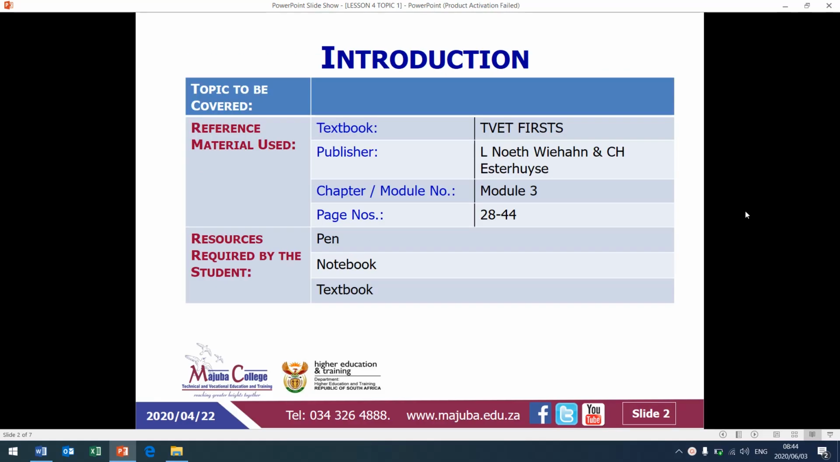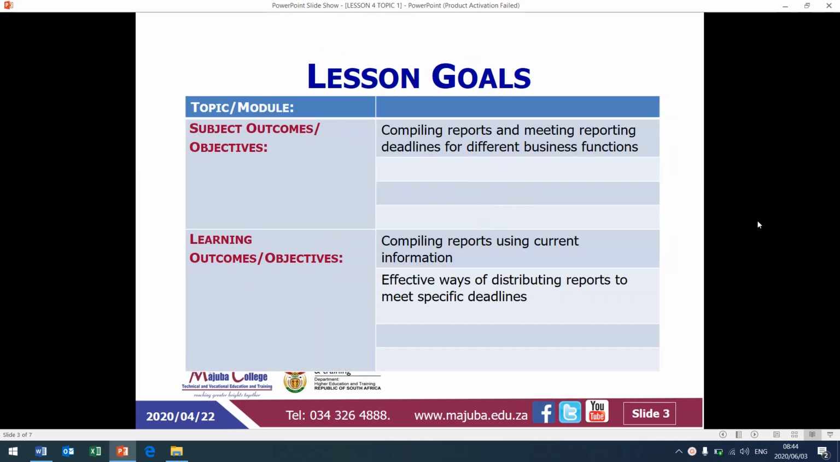This is our textbook that we use as our reference, the one that we use for our NCV program, Office Practice. And these are our publishers. This is Module 3. We're going to start off from page 28 to page 44. So these are your resources that you need for this lesson.